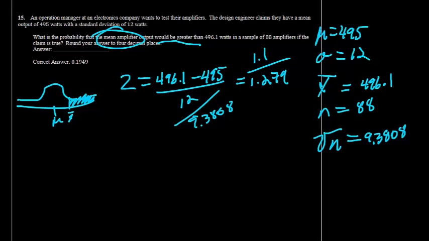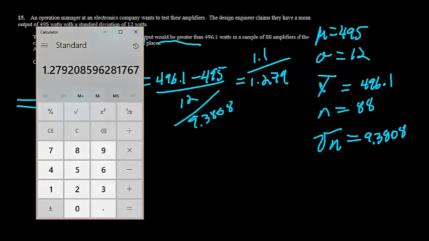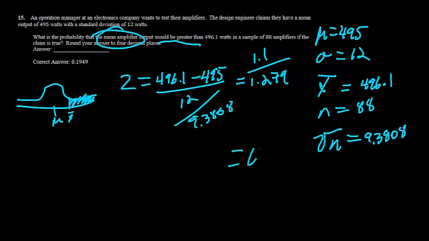So again, we go to the calculator. 1.1 divided by 1.279 gives us a z-score of 0.86. 0.86 is our z-score. Great. Now, again, we've got to go back to the question and remember what it's asking us. Greater than. This is a right tail. Make sure you're getting the right tail, which means we need to get 1 minus the probability.